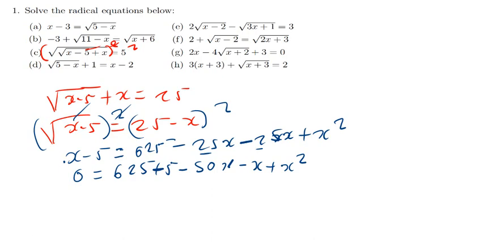In simple terms, I've got x squared. This will be negative 51x plus 625. Sir, I have a question. Oh, just a minute. 625 plus 5 is 630. You can now ask. Yes.